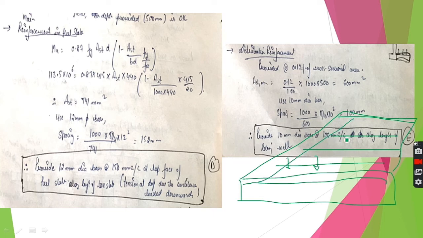Similarly, distribution reinforcement is provided here, which is equal to the minimum reinforcement 0.12% of B into D, with D being 0.5 meter. So here we calculate the spacing, which is coming out to be 100. Here I have taken a lesser diameter bar, 10 mm dia bar, and spacing is coming out to be 100 mm. Similarly, we can calculate the bottom reinforcement also. It has not been calculated here, but you can calculate. It will come out to be the same if you take the same diameter, 10 mm dia bar at 100 mm center to center in both directions, this as well as this.